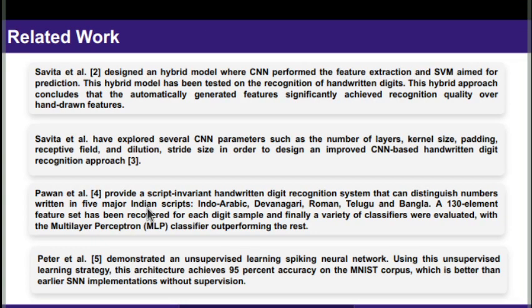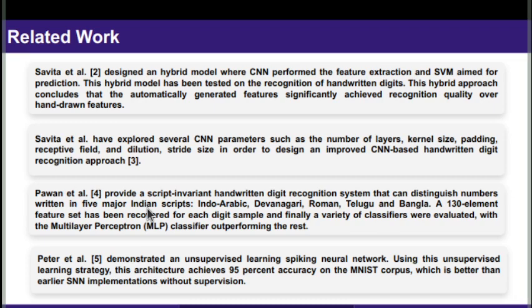There are several works in this domain, such as Savita et al. They designed a hybrid model where CNN performed the feature extraction and SVM the prediction. This hybrid model has been tested on recognition of handwritten digits. To make it better, in another paper they explored several CNN parameters such as the number of layers, kernel size, padding, and stride size, in order to design an improved CNN-based handwritten digit recognition.